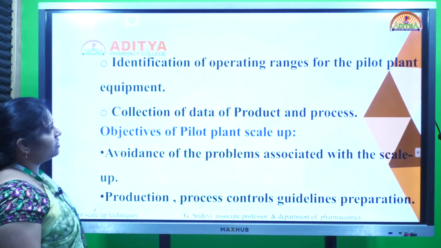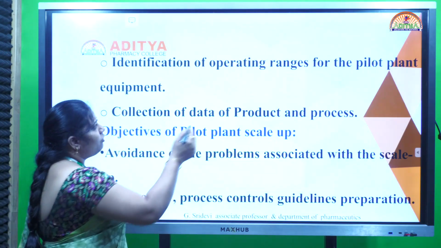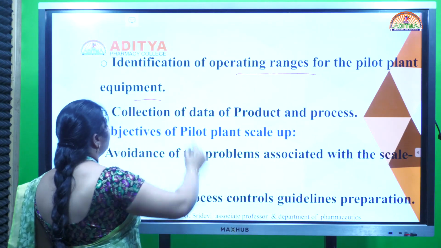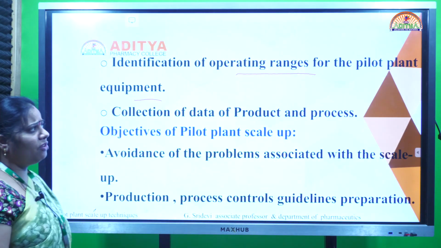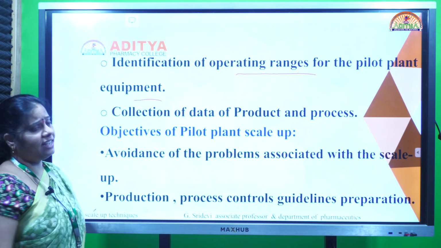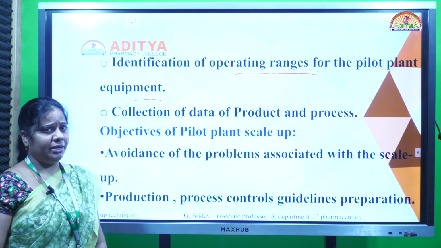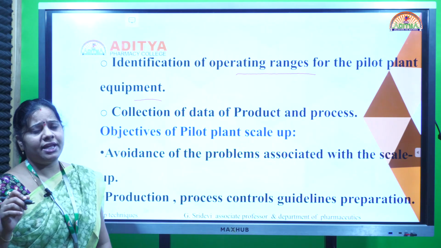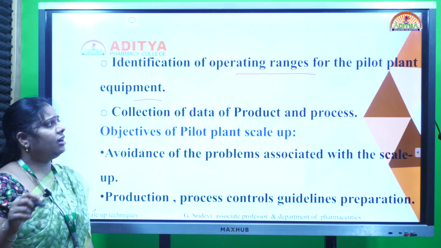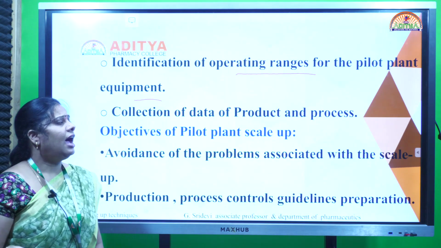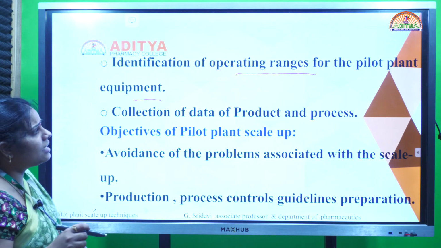And coming to the next one, identification of operating ranges for the pilot plant equipment. First, for the manufacturing of small scale products, they set the ranges. Up to which temperature the particular product, the API or the excipients can hold. Such things they identify initially, and then they set the ranges.